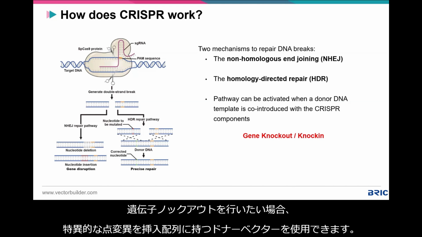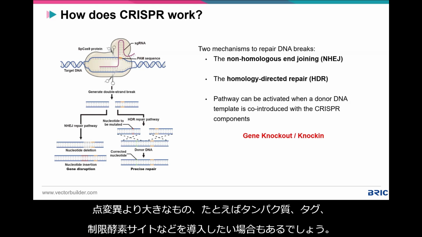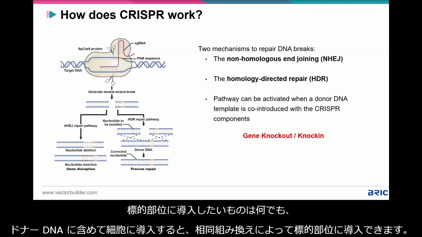So for gene knockouts, you can use a target donor vector with a very, very specific mutation, a point mutation that you can insert into the target site that can give you a knockout. Or if you want to introduce something a little bit bigger, it could be a big protein, it could be a tag, it could be a restriction site, whatever you want to knock into that target site, you can include that on the donor DNA and introduce that into the cell, and that will be able to get into the target site through homologous recombination.